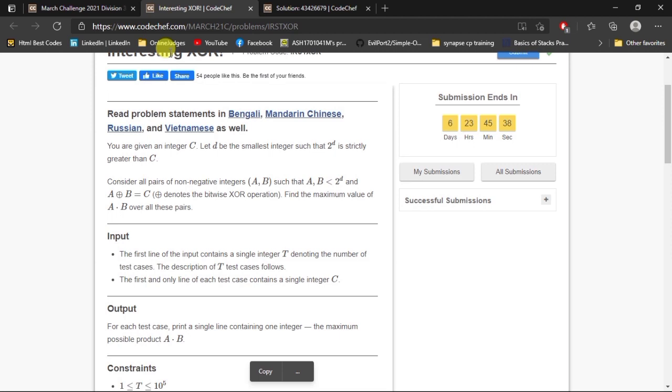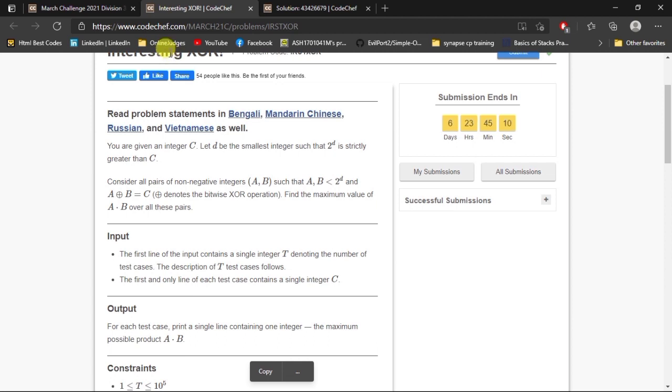Consider all pairs of non-negative integers a and b, such that a and b are both strictly less than 2 raised to the power d, and a XOR b is equal to c. So you need to know what the XOR operation is and what it does. Find the maximum value of a times b over all these pairs.